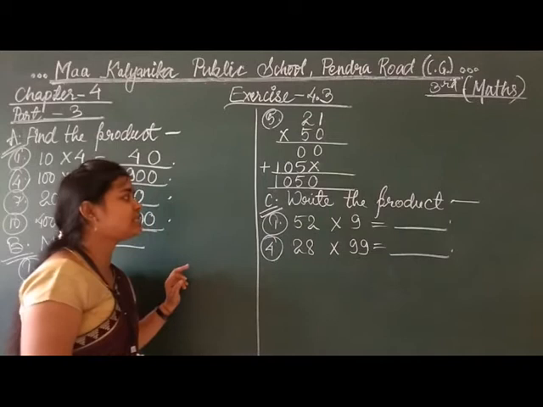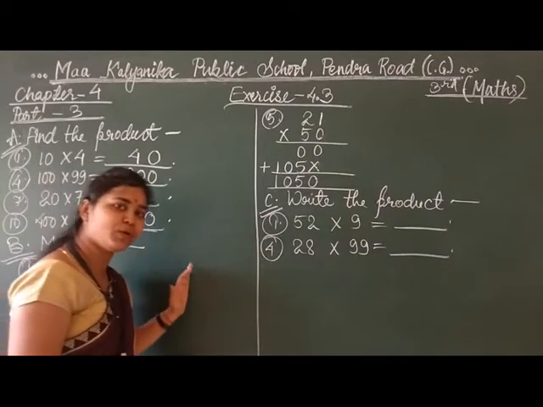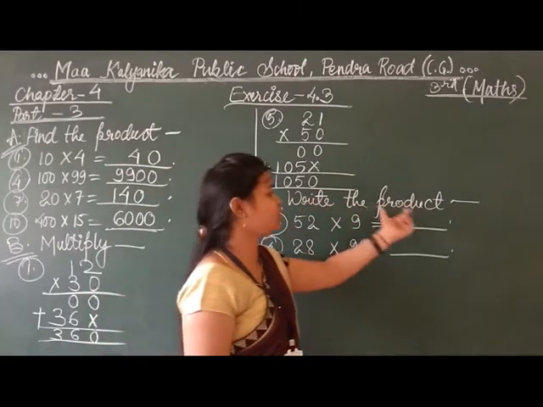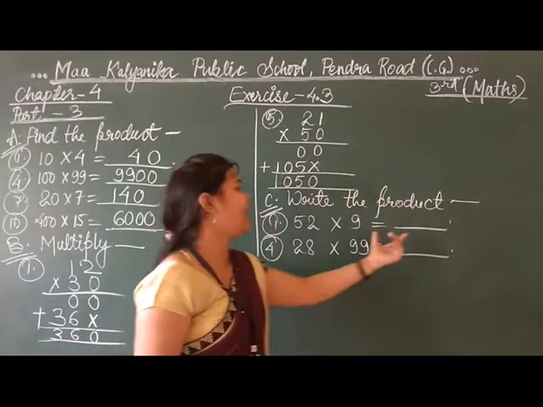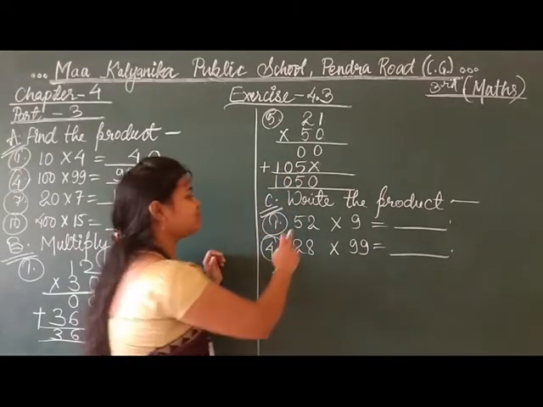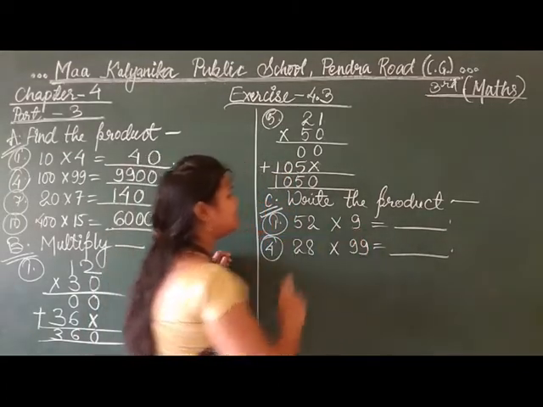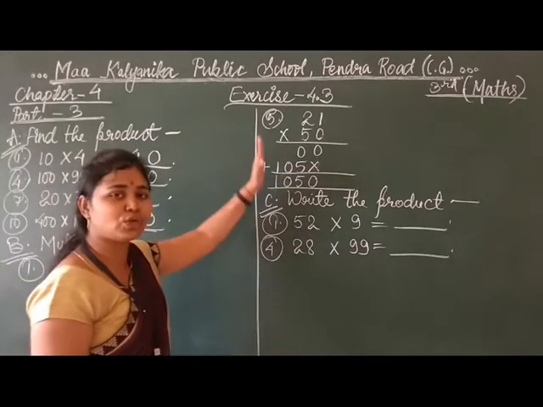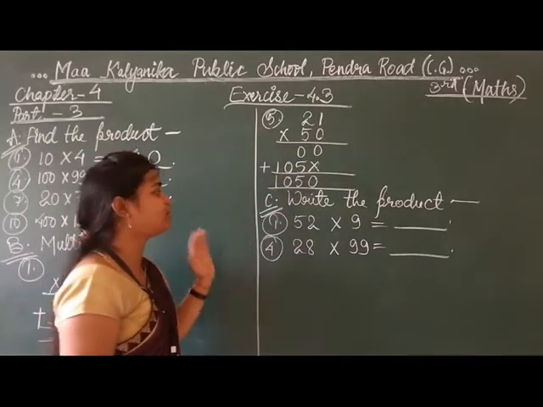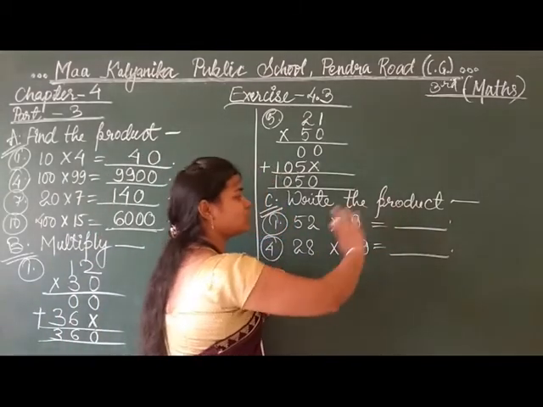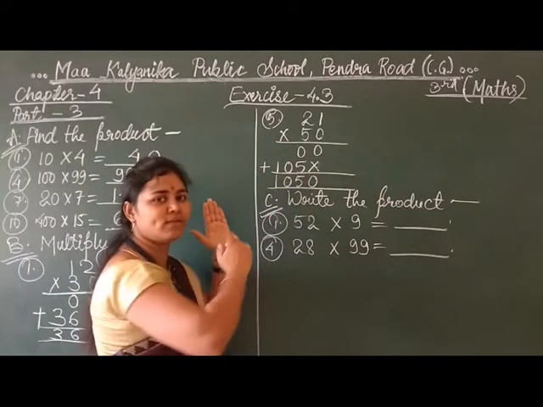Okay students, now first and second, A and B question, is over. Moving to question number C. Write the product. You have to find the product and you have to write down here. Okay, so simply 52 multiplied by 9. In question number B, students, what you have done? You have just written in columns all the answers by finding the product. But here, horizontally you have to write. This is called horizontal. Okay, and these are the column wise answer.